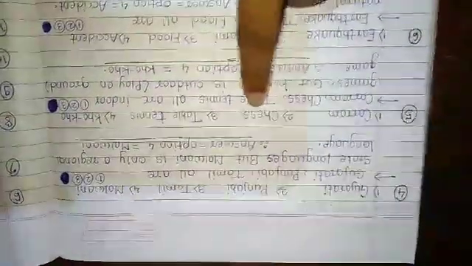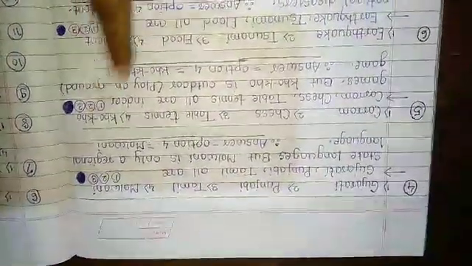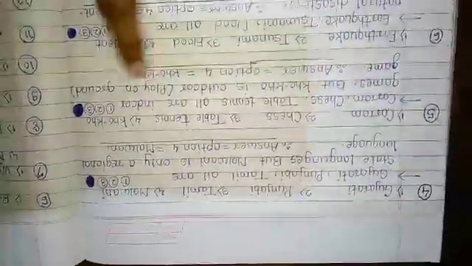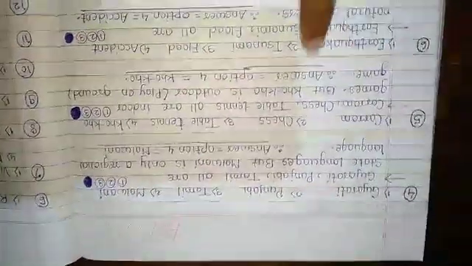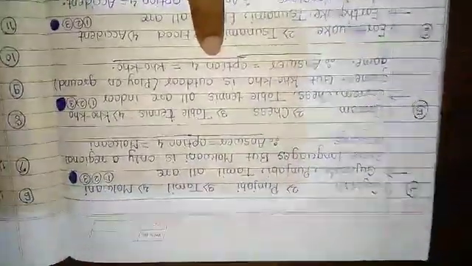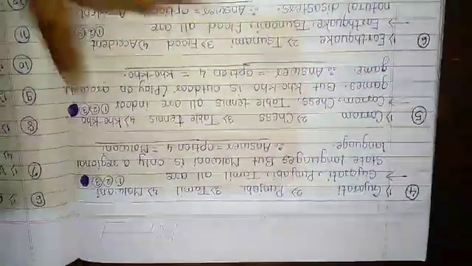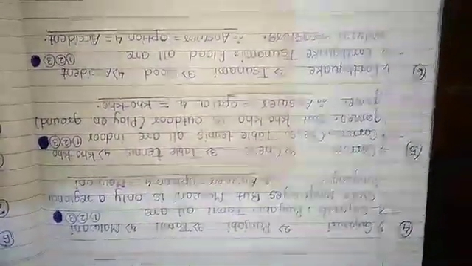So carom, chess, and table tennis are all indoor games, but kho-kho is an outdoor game. Outdoor means played on a ground. So what is the different word? Kho-kho, which is option number 4. Look at the last question.